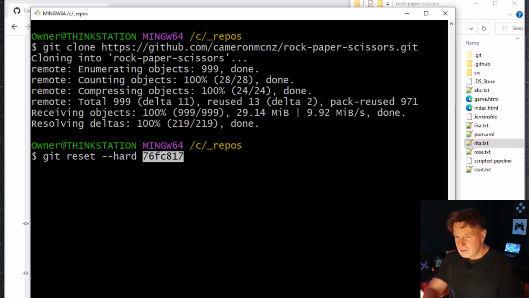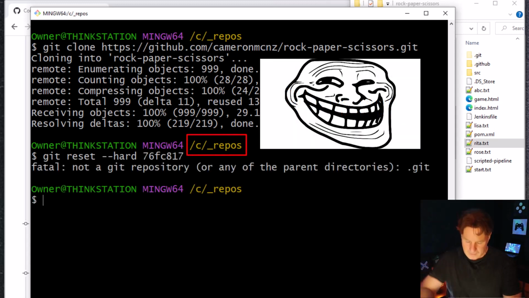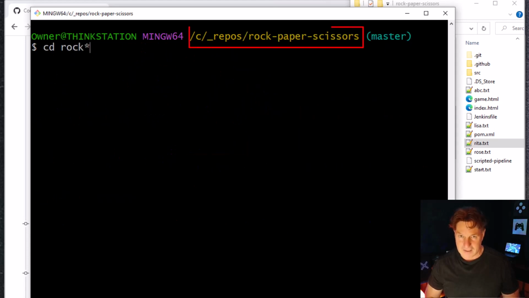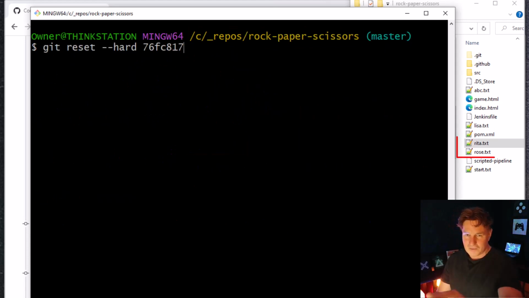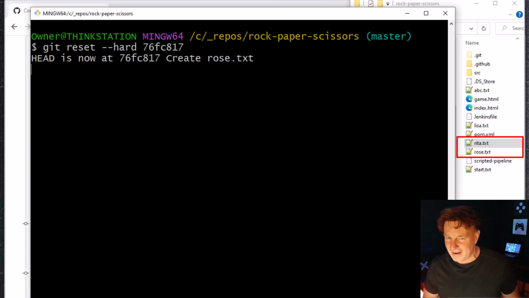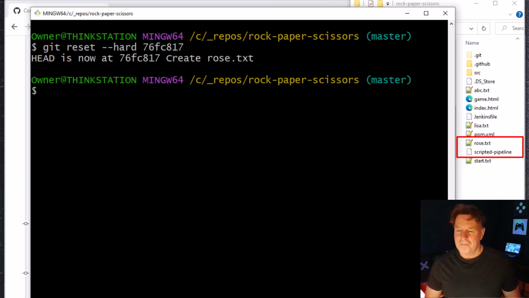And when I click enter, keep your eye on the prize over there. Look what happens to Rita. Oh, well, I wasn't in the rock, paper, scissors repository, so that was anticlimactic. But we can do that again. Here we go. Git reset hard. Eye on the prize. Boom. Rita is gone. So essentially, I have now reset my commit history back to that point in time.